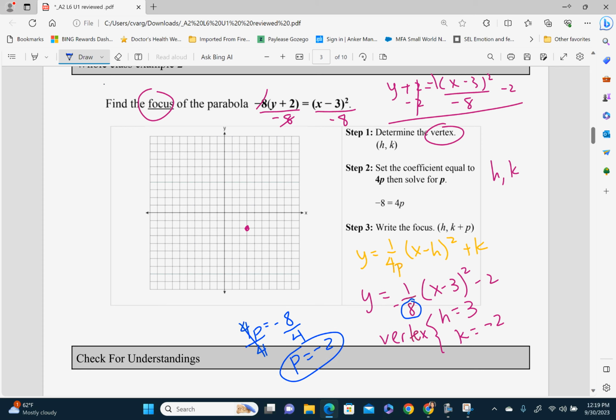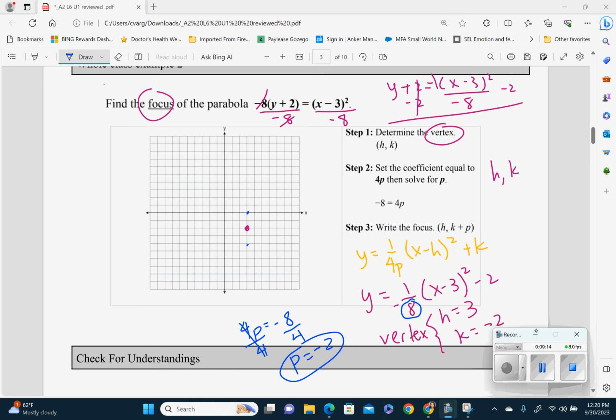So our P, since it's negative, we know that it's a sad face, right? It's going to be facing down. And so this is going to be 2 distance away from our vertex, right? So we're going to go up 2, this is either going to be our focus or directrix, and we're going to go down 2, this is going to be either our focus or directrix, okay?